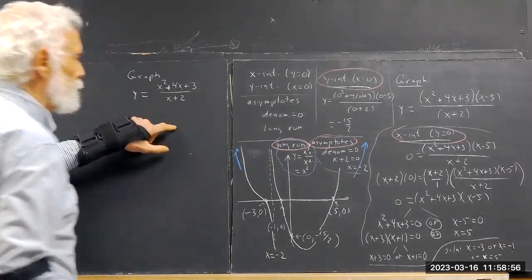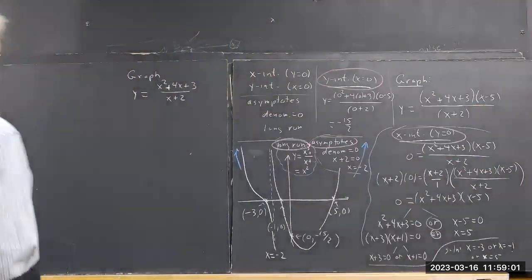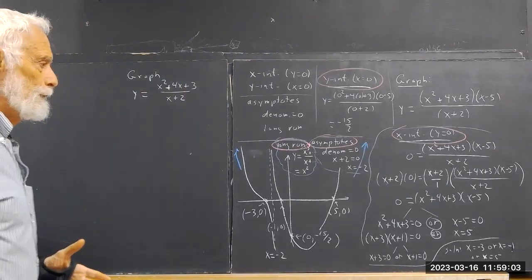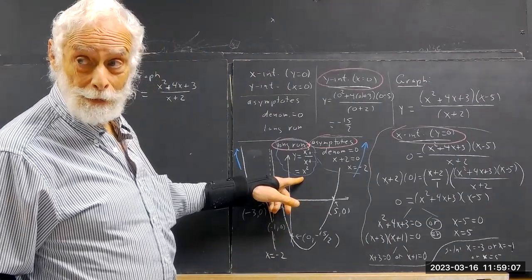Okay, we're going to graph this function, which is a whole lot like this one, except we don't have that x minus 5 in it. And we're not going to have the x squared behavior at the end.